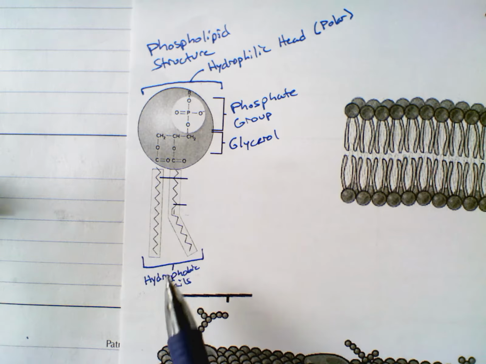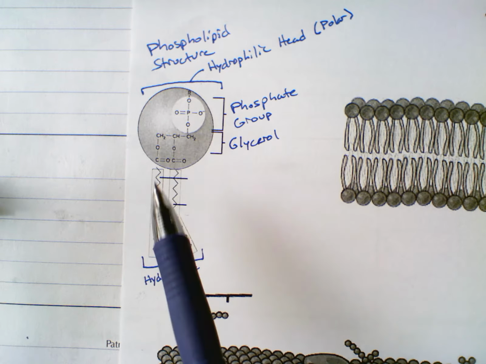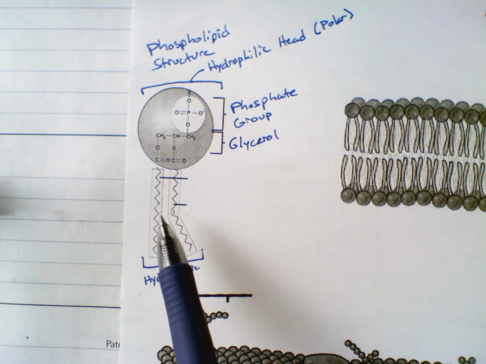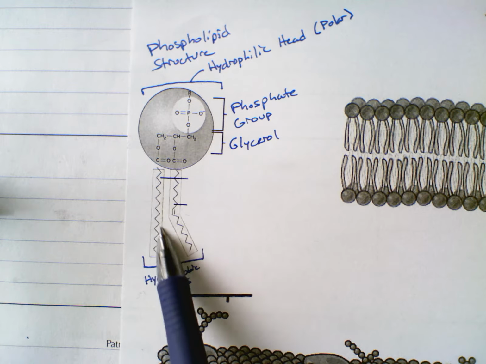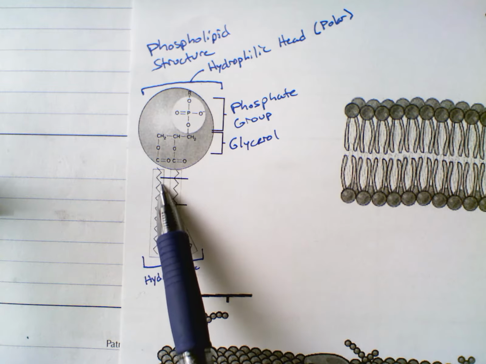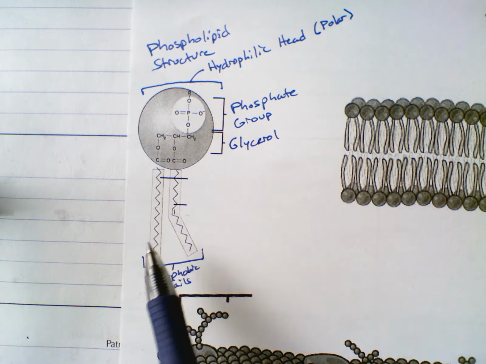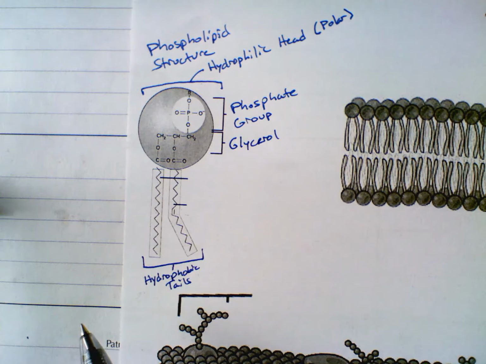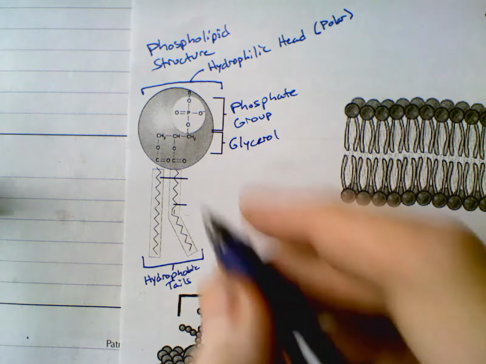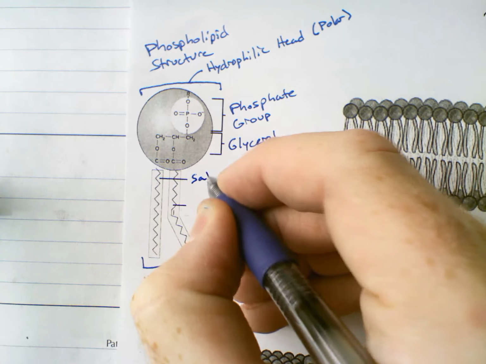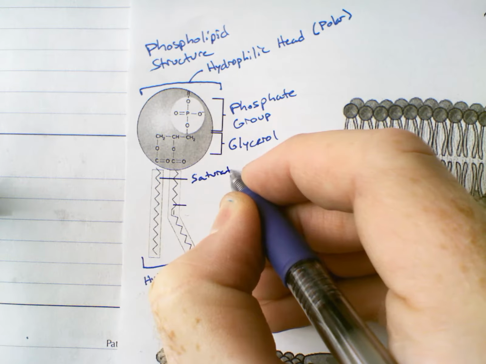So now we come down to the hydrophobic region down here. These hydrophobic tails are made out of 2 fatty acids. This one looks very straight and doesn't appear to have any double bonds. How would we classify this fatty acid? It is saturated, so this is a saturated fatty acid.